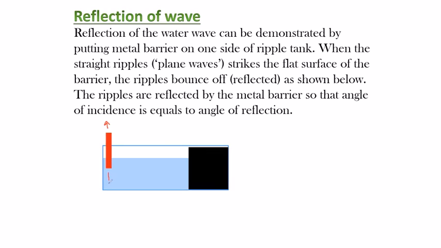As you move this object up and down, what will it create? It will create water waves, or the disturbance in the water. The water waves will travel from left to right. These water waves will strike the surface, it will hit the surface, and then it will bounce back. So when the waves strike the surface and bounce back, we call that reflection of the wave.